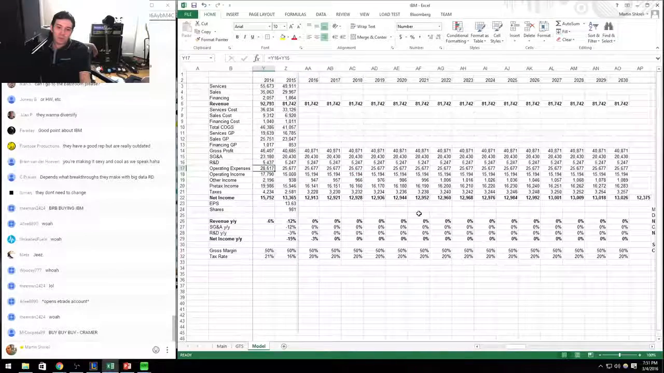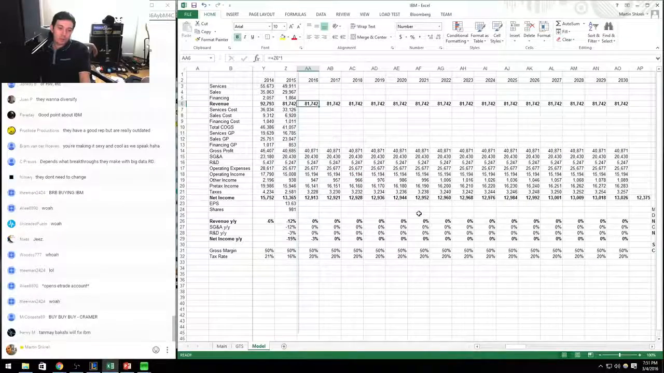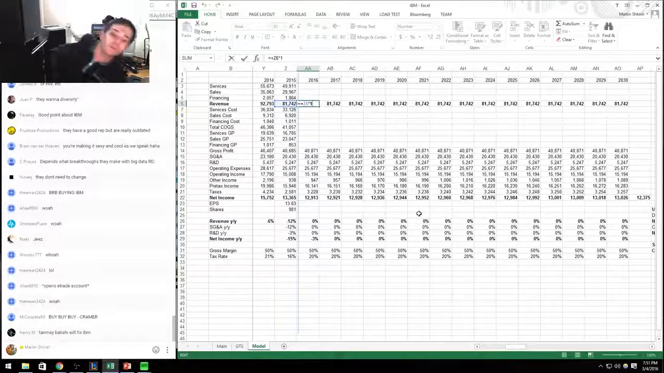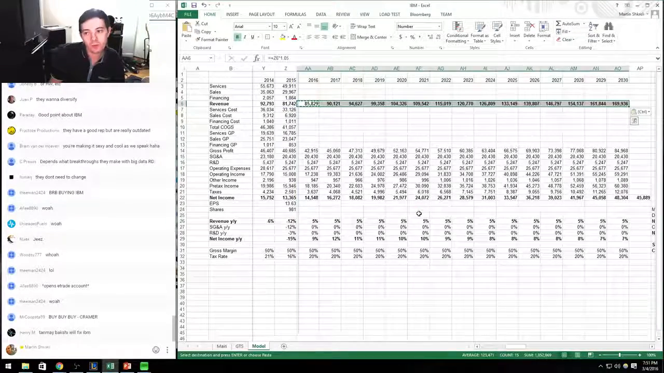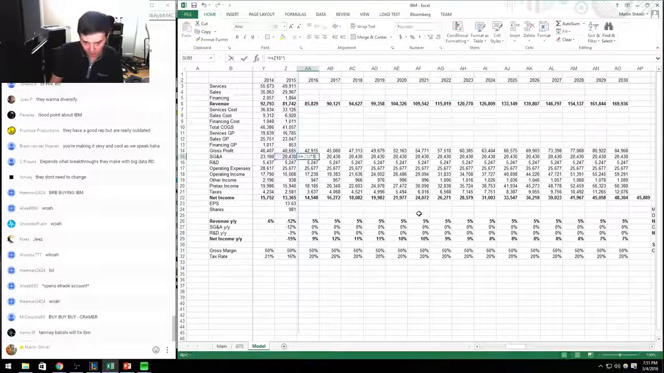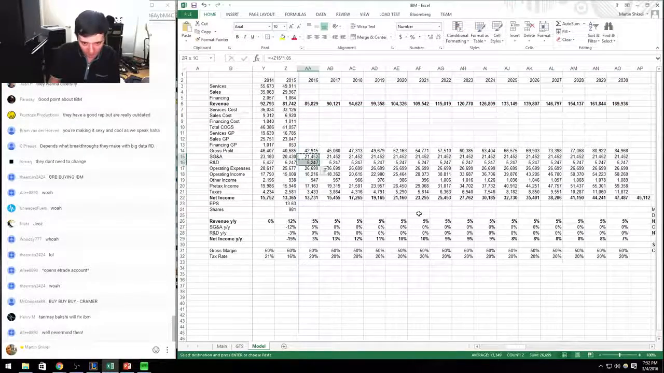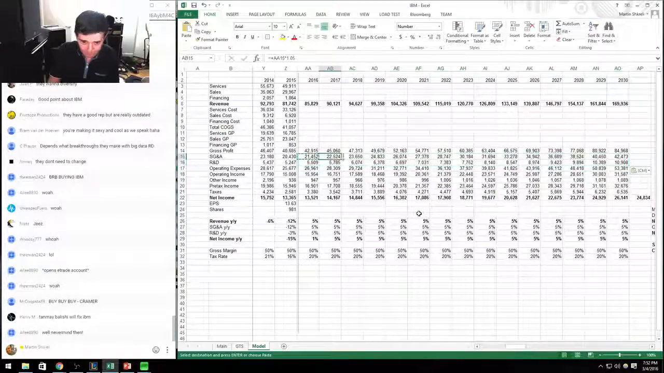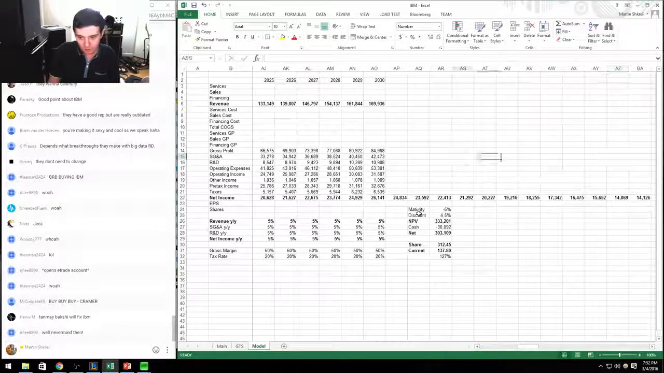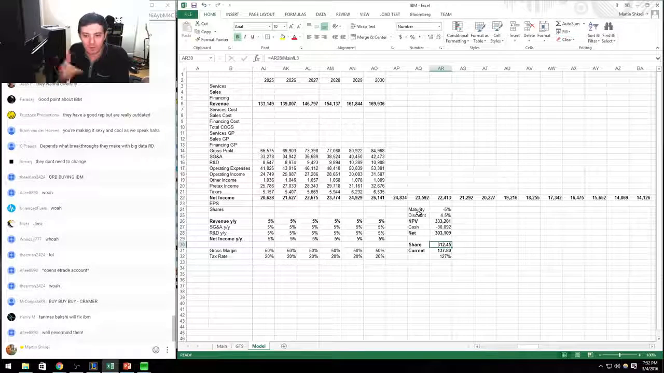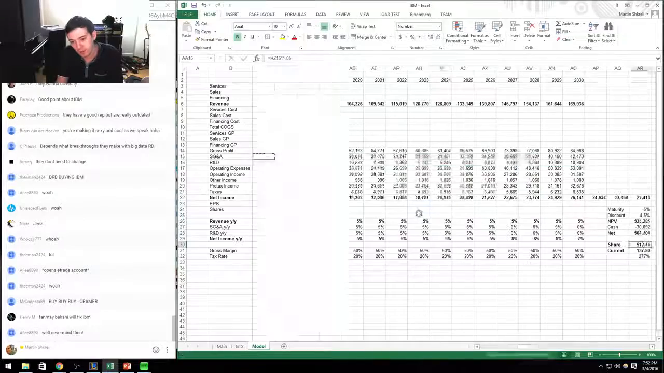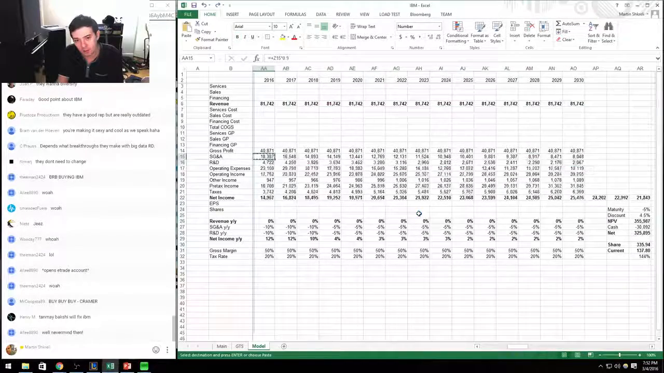Well, what would happen if they grew? Let's say they grew 5% a year from here to 2030, and I assume their costs would also grow 5% a year. That would make sense. Okay, then their shares would be worth $300 a share. So you can see just a little change in the growth rate every year can really make a big difference. But of course, the market thinks they're going to drop by 5% a year.